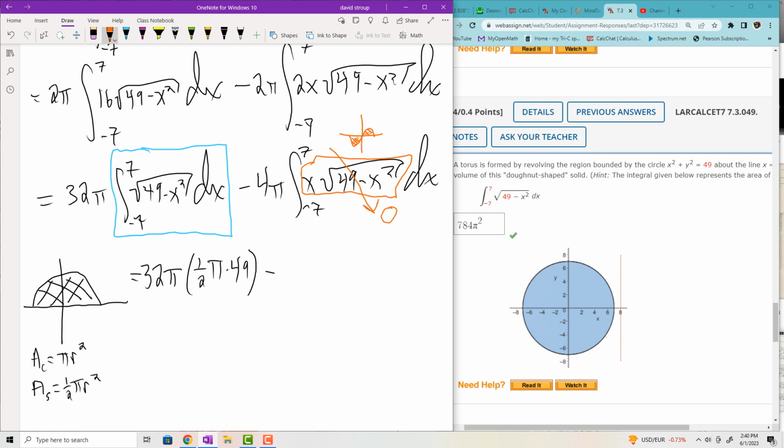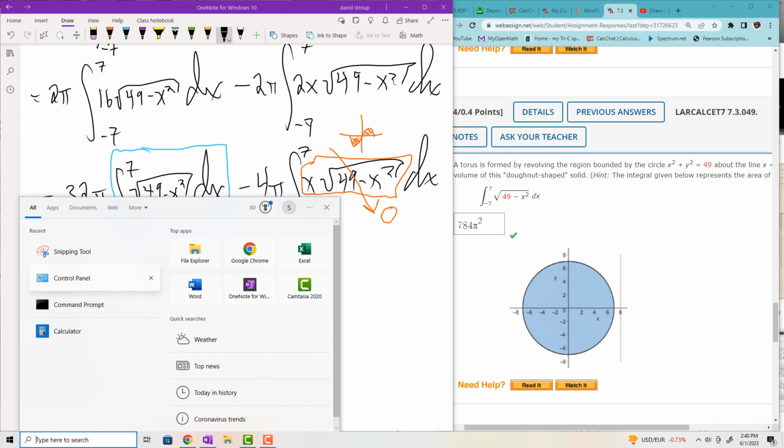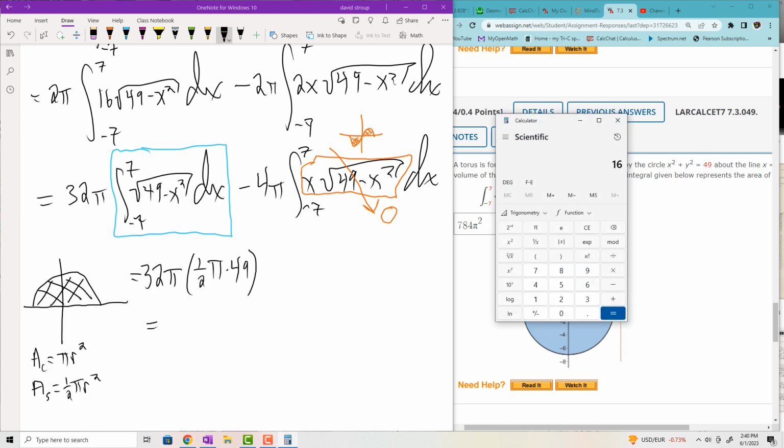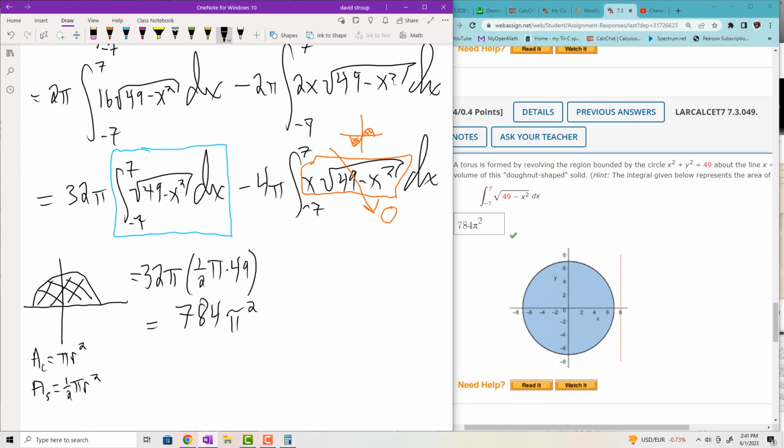And you can verify that by actually doing a u-sub for the radical portion, and you'll find out that you get 0 when all is said and done. Okay, so that whole integral is going to be 0. 4 pi times 0 is just 0. So you end up with this expression here. 32 times 1/2 is 16. 16 times 49 is 784. And then that's it. You got your answer.